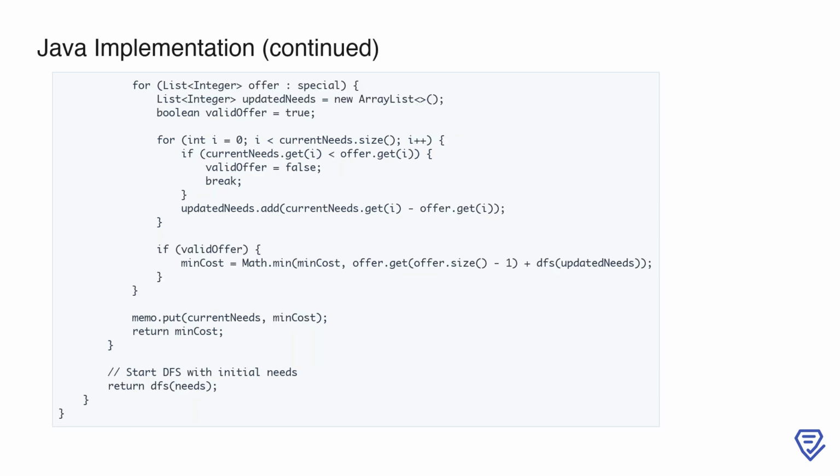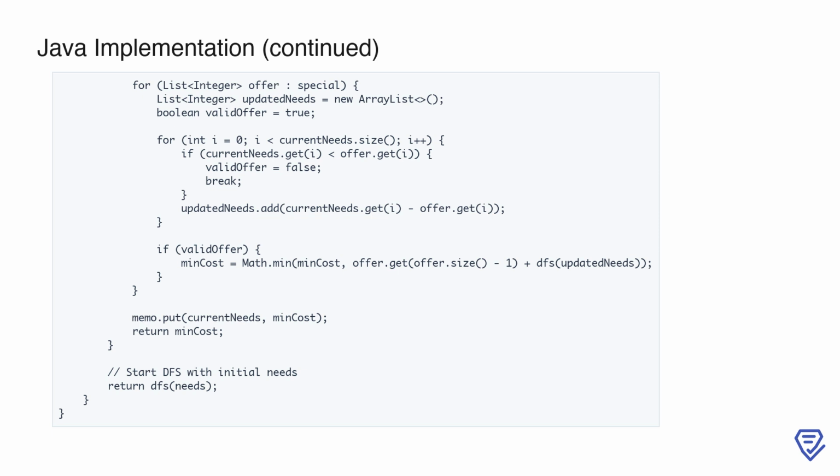For each special offer, the algorithm creates an updated needs list and checks if the offer can be applied. This is done by iterating through the current needs and comparing them with the quantities in the offer. If the current need for any item is less than the quantity provided by the offer, the offer is deemed invalid and skipped. On the other hand, if the offer is valid, the updated needs list is calculated by subtracting the quantities in the offer from the corresponding current needs.